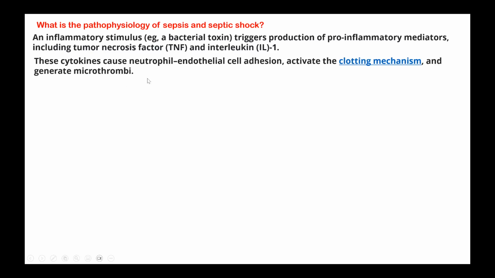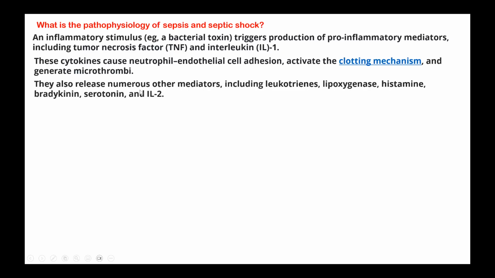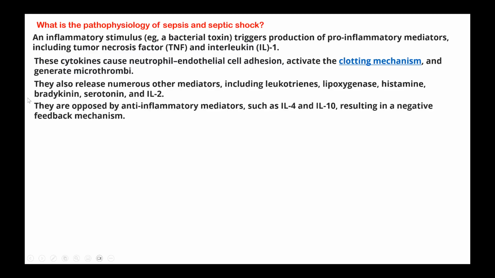And this microthrombi formation is another reason for decreased perfusion of the organs. They also release numerous other mediators, including leukotrienes, lipoxygenase, histamine, bradykinin, etc., and they are opposed by anti-inflammatory mediators. That is why the word dysregulated host response is included in the definition. So it is not that the body is just sitting idle and allowing these invaders to come in.